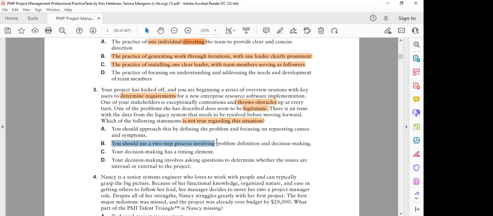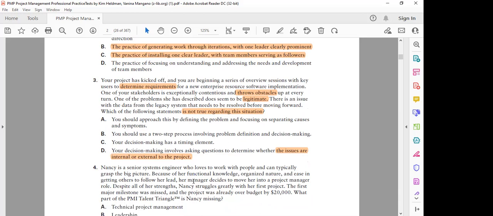You should use a two-step process involving problem definition and decision making. So that's what you should do, right? Your decision making has a timing element. This is also true. If you look at it, your decision making involves asking questions to determine whether the issues are internal or external to the project. This is a totally illegitimate question which you will be asking in that situation. You will do A, B, C. Maybe C you will not do, but at least A and B you will do. But D for sure you are not going to ask the person. D is the answer.